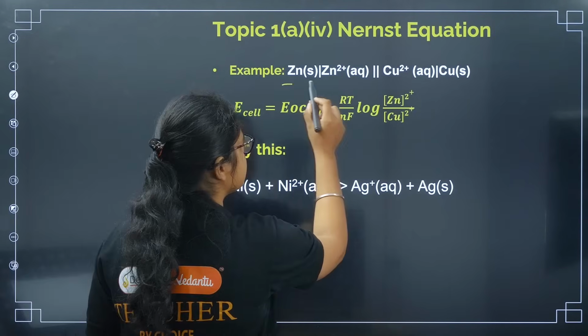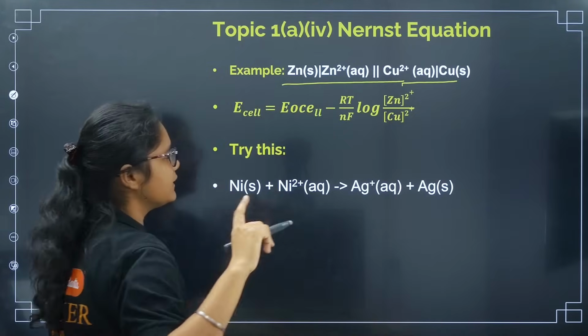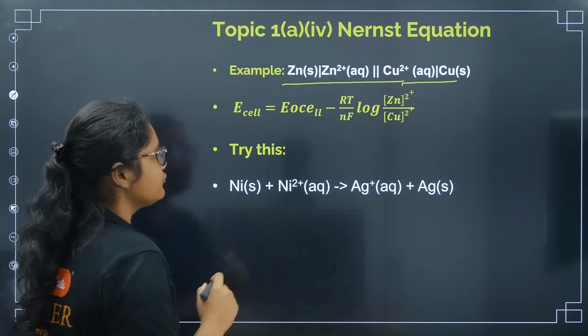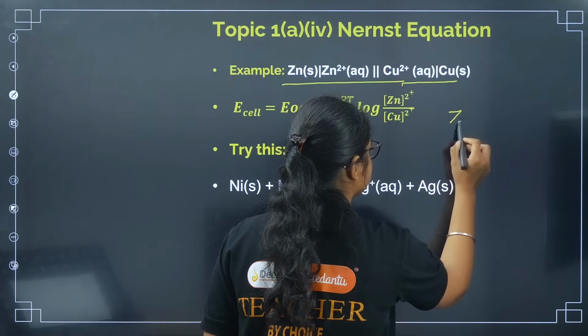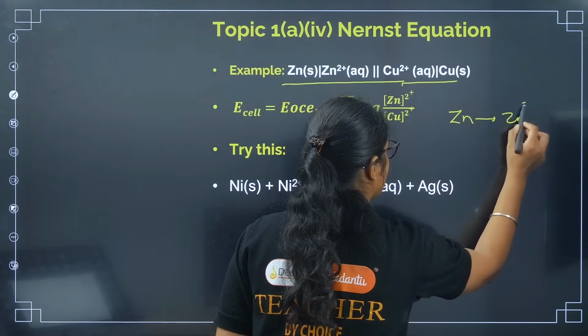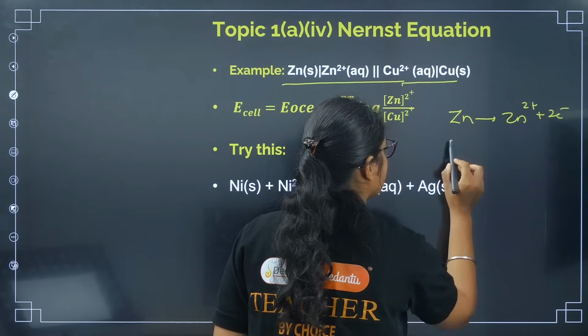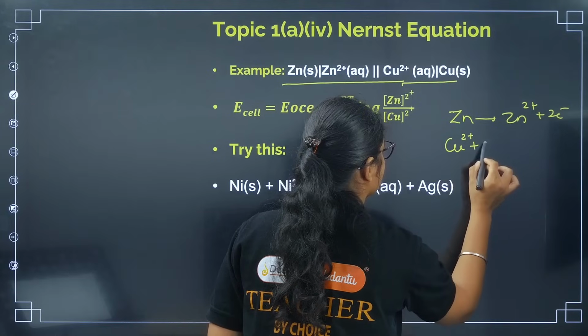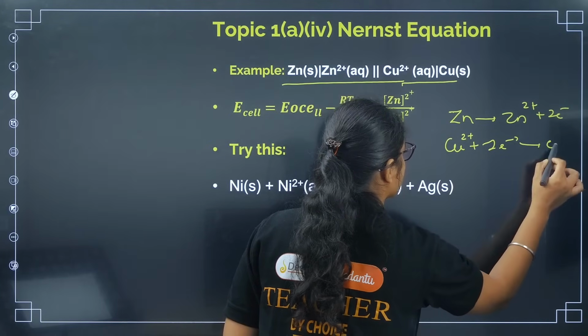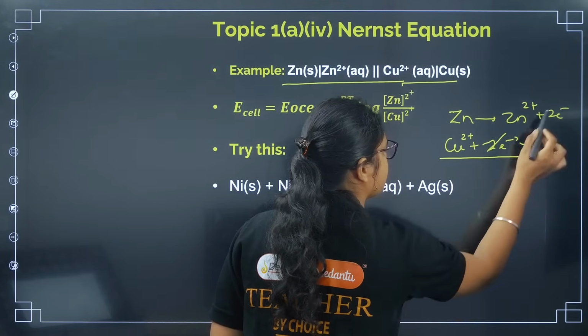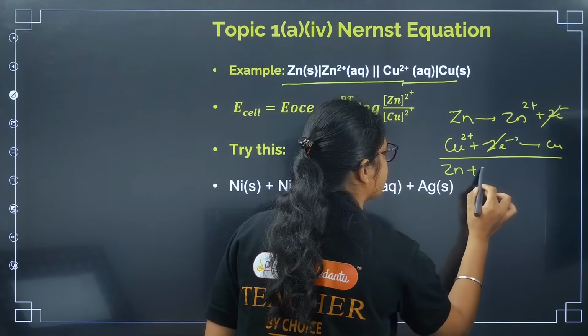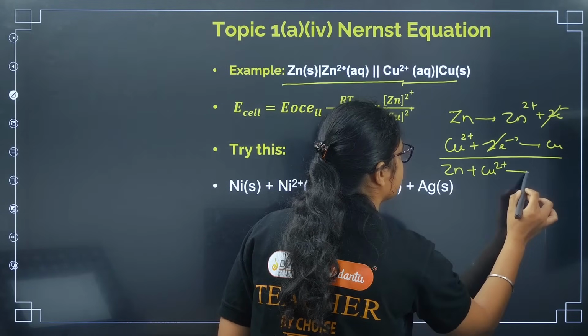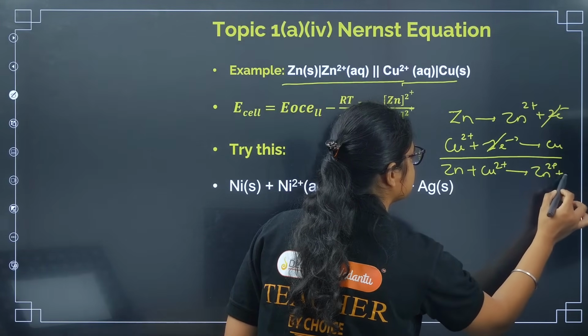Now coming to this one. For example, this reaction, we will do one small example. Zn and Cu2+. Now if you see the cell reaction, at the anode oxidation, Zn becomes Zn2+ plus 2 electrons, right? And here at the cathode, Cu2+ plus 2 electrons gives Cu. If I add both reactions, the 2 electrons get cancelled, so I get Zn plus Cu2+ giving Zn2+ plus Cu, right?